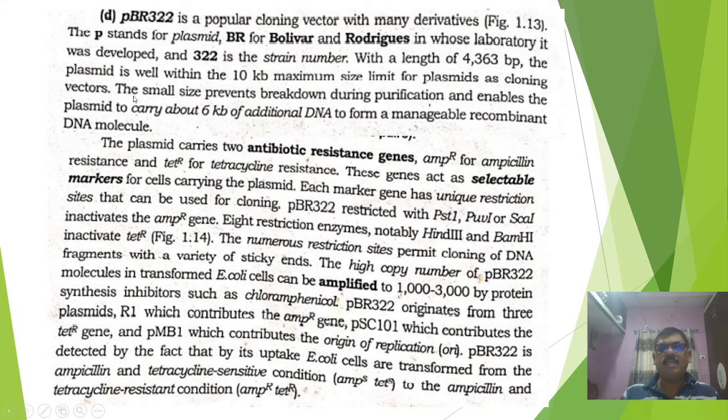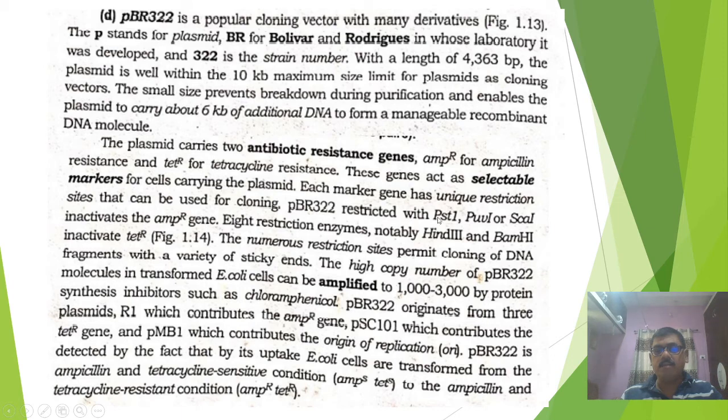The small size prevents breakdown during purification and enables the plasmid to carry about 6 kb of additional DNA to form a manageable recombinant DNA molecule. The plasmid carries two antibiotic resistance genes, the ampicillin resistance and the tetracycline resistance genes, and these genes act as selectable markers for the cells carrying the plasmid. Each marker gene has a unique restriction site that can be used for cloning.